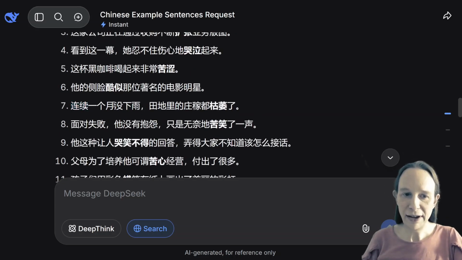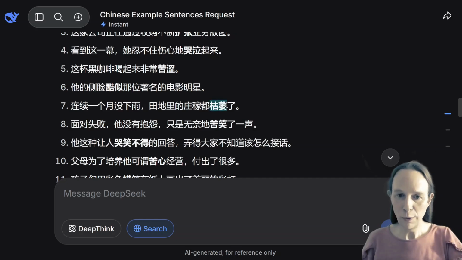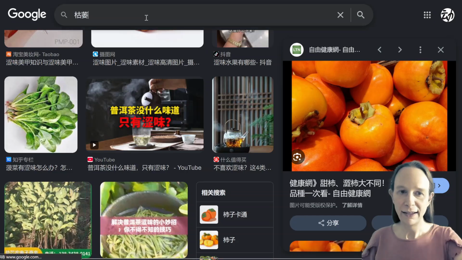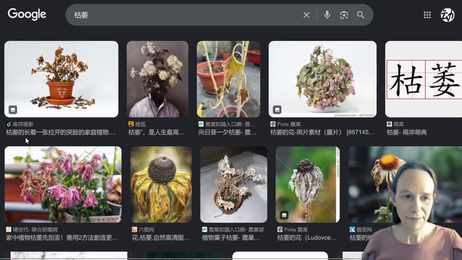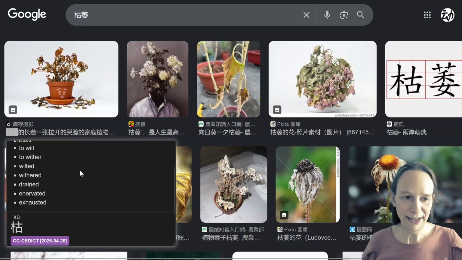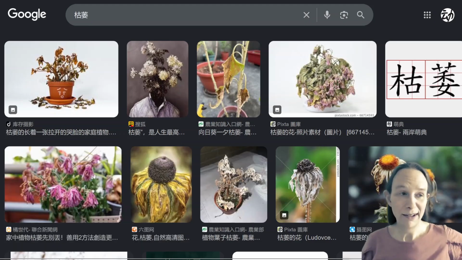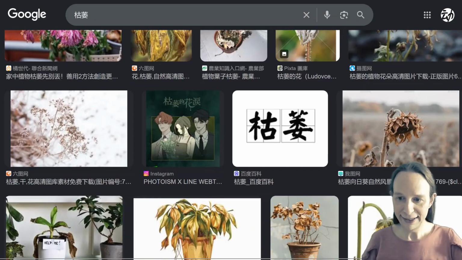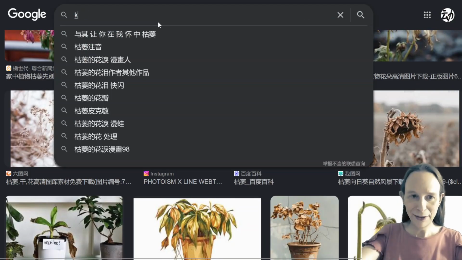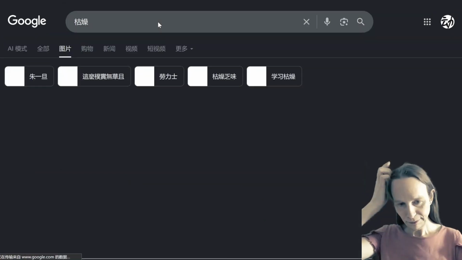连续一个月没下雨，田地里的庄稼都枯萎了. Yeah, all right. 枯萎. It's to wither. So we put it in here. It refers to plants in particular. All right. So 枯萎, to wither, or withered. I think it's mostly a verb. All right, one second. 枯 is 枯燥的枯.